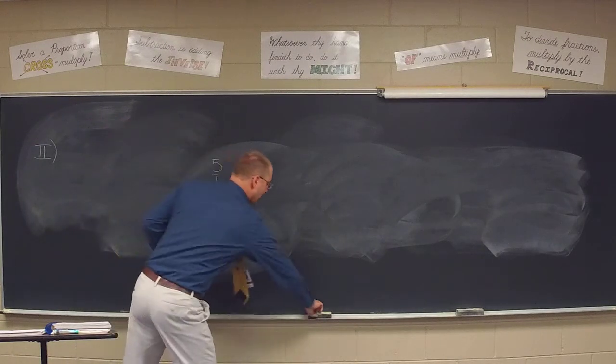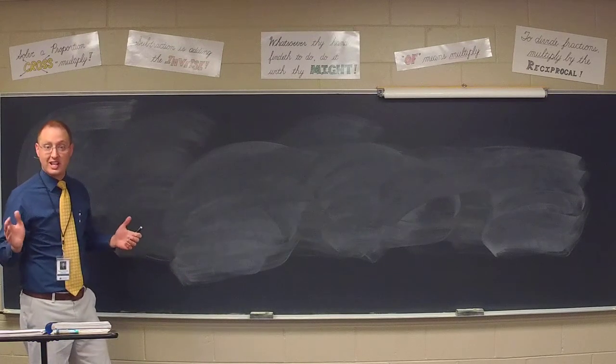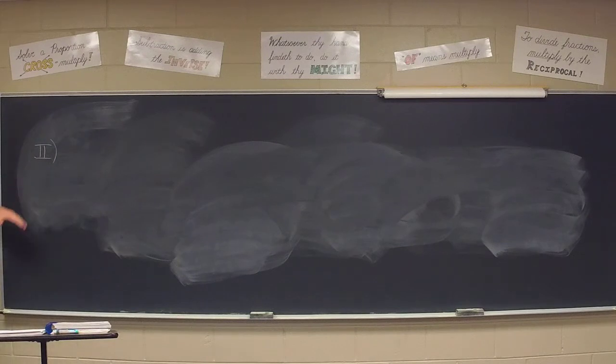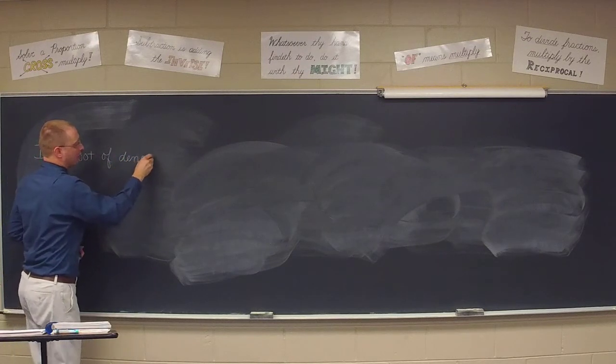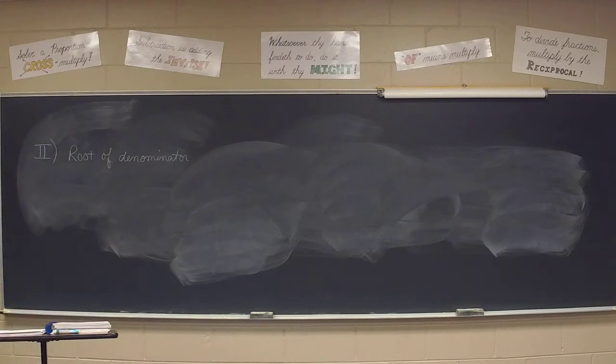So when we say, class, that if we don't want fractions, what we really don't want are denominators, right? The denominator is public enemy number 1 when it comes to radicals. So what we have to do is eliminate the denominator from our radical. But you can't just cross it out, right? The proper way to get rid of the denominator from the radical is to take the root of the denominator.